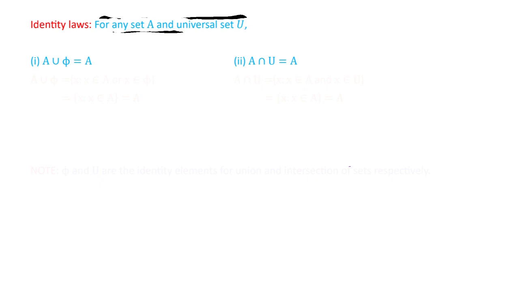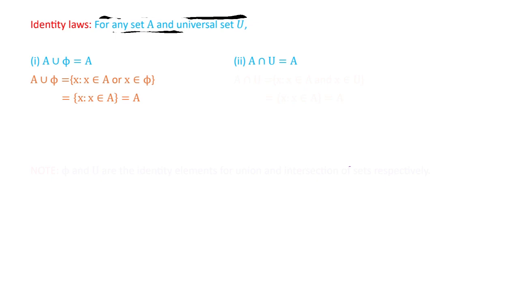When we have to prove that A union phi is equal to A, we consider this set A union phi. We can write it as all those elements x such that x belongs to A. It is union, so we will have OR over here, then x belongs to phi. Phi is an empty set, so there is no meaning of this term x belongs to phi. So we can write it in this form: this is the set containing the elements x such that x belongs to A, and this is the definition for the set A.